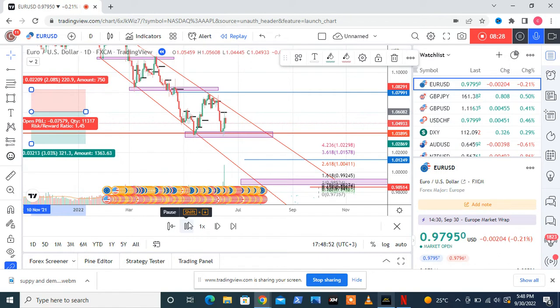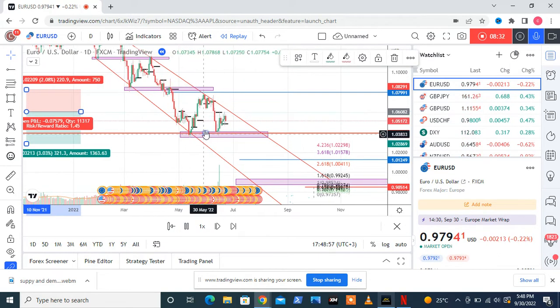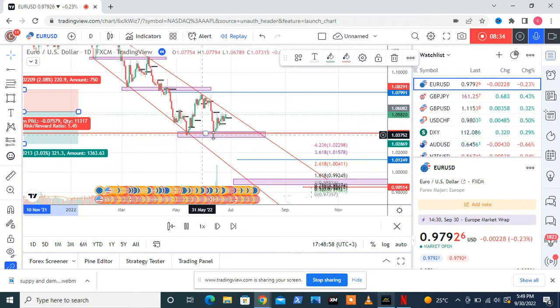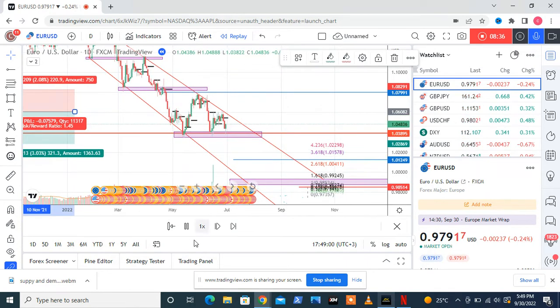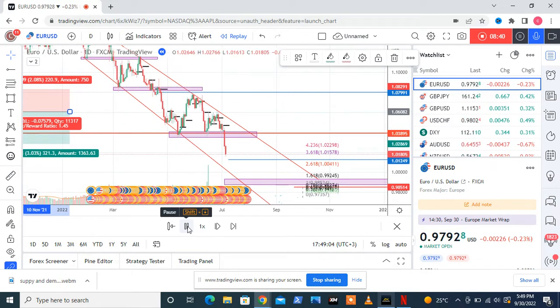You've already taken your profit. You're just waiting to see whether the market will again break this point here. This is the current support. So you just wait. At that point, you're not taking any sell. Now you've confirmed the market has broken this support.